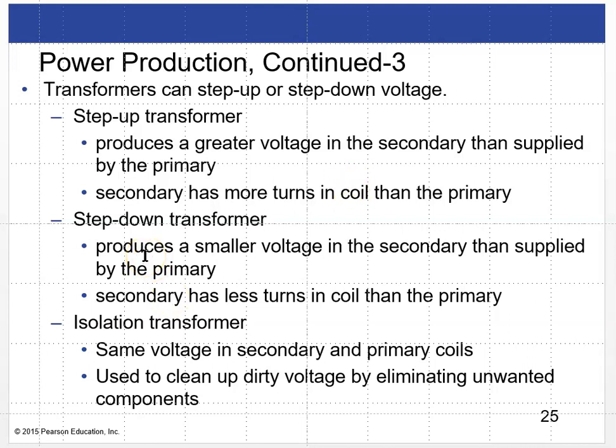A step-down transformer does just the opposite. It produces a smaller voltage in the secondary than is supplied by the primary, so the secondary has fewer turns in its coil than the primary coil does. So suppose you have 120 volts and you want to step it down to 12 volts. You might have 100 turns in the primary. You'd have only 10 turns in the secondary to get that 10-to-1 reduction.